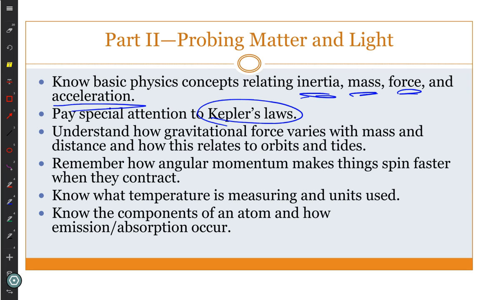Because let's take something like a pulsar. Pulsars rotate at as much as 1,000 times a second. What would happen if a star rotated 1,000 times a second?